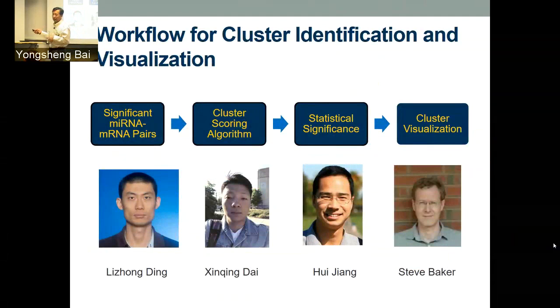Here is specifically how we did the cluster identification and visualization. Li Zhong, my former PhD student, did the significant microRNA and mRNA pairs, with help from many other students. Xin Qing, an undergrad student who just graduated last December and is now working at Facebook, did a cluster scoring algorithm for the cluster detection. Dr. John, a faculty member at the School of Public Health here, did the statistical significance and calculations as well. Mr. Baker, an IT specialist who is very good on the server side, did the visualization coding for the web server, which I'm going to demo in just a second.